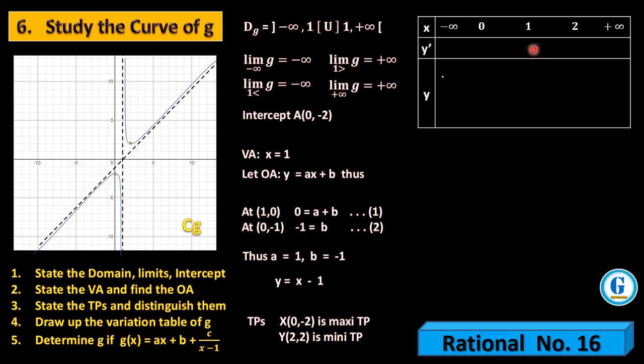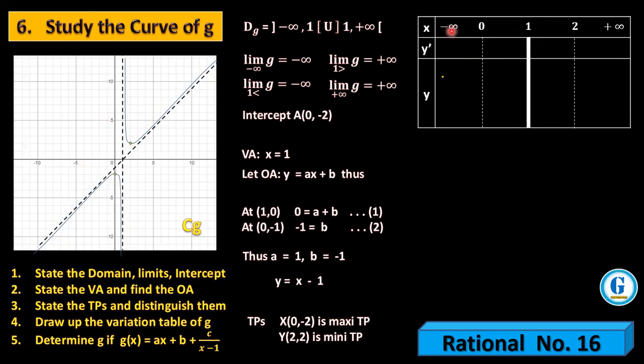For the variation table, from the domain of definition we have negative infinity to 1 to positive infinity. We have turning points at 0 and 2. We have a vertical asymptote at 1, so we use a solid line there. For the 0 and 2, which are turning points, we use broken lines.